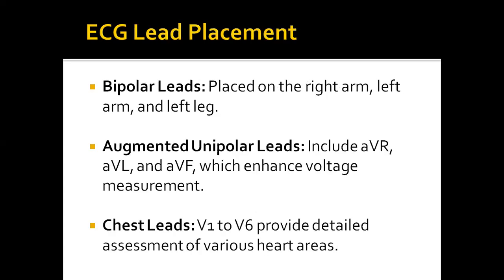The placement of ECG leads is crucial for accurate recording. Bipolar leads are placed on the right arm, left arm, and left leg. Augmented unipolar leads include AVR, AVL, and AVF, which enhance the signals. Chest leads V1 to V6 are positioned across the chest to assess different regions of the heart.